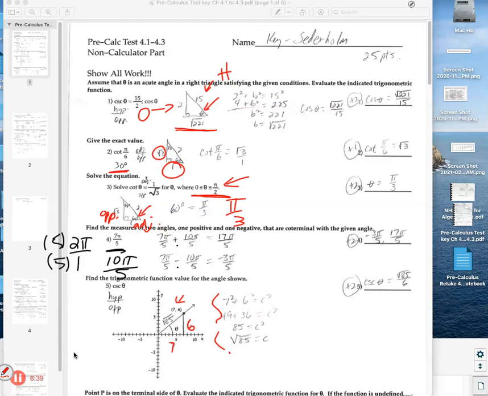And now what they want us to find is the cosecant. And cosecant is what you get when you flip sine. So it's going to be hypotenuse over opposite. So our theta is right here. That angle formed is the central angle, and that's theta. And so if we need hypotenuse over opposite, it will be the square root of 85 over 6.